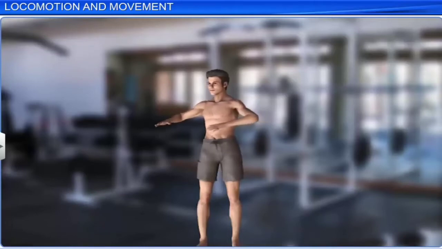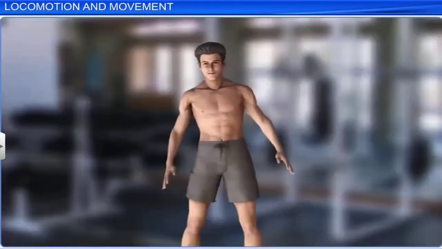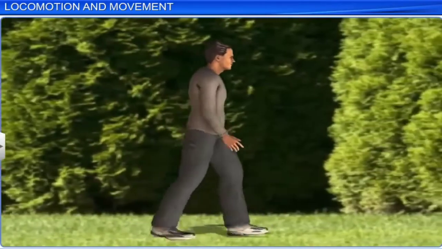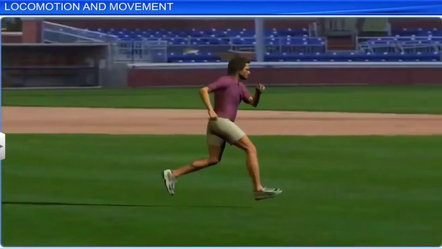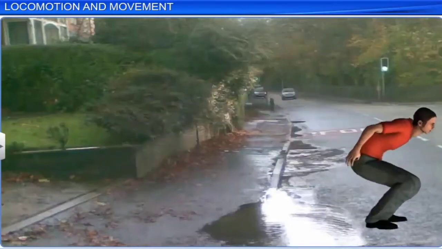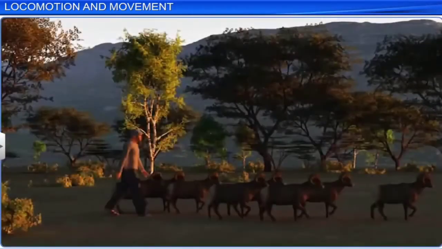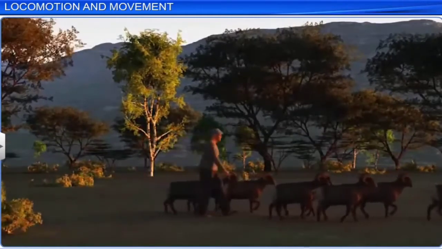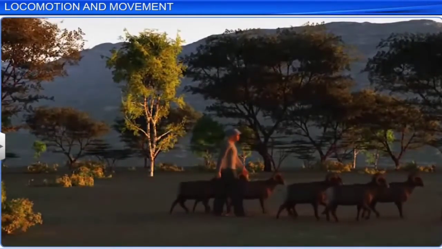You can bend, stretch, walk, run, and jump. Similarly, all other living organisms exhibit movement, which is one of their characteristic features.